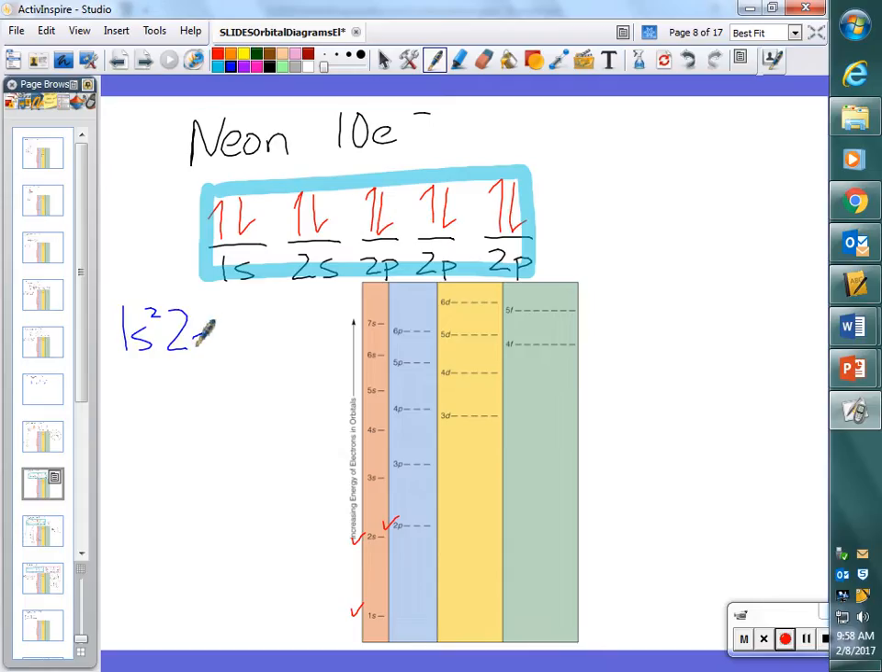1s2, 2s2, 2p6. Okay with that for neon? Does that make sense? Okay. All right.